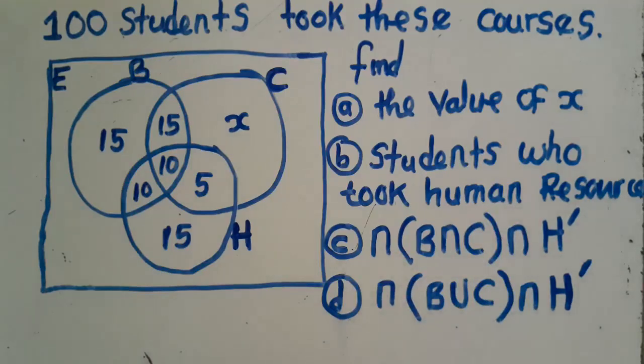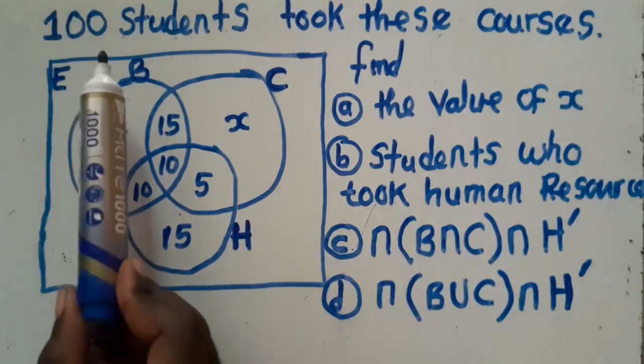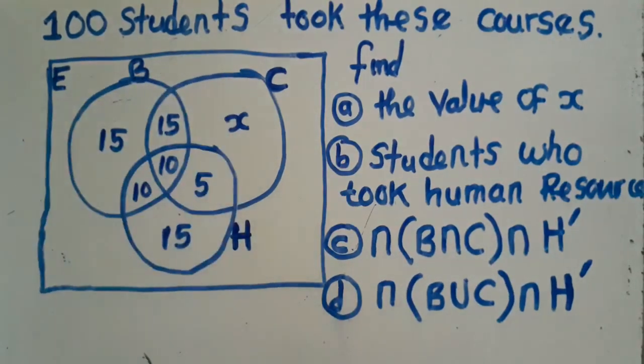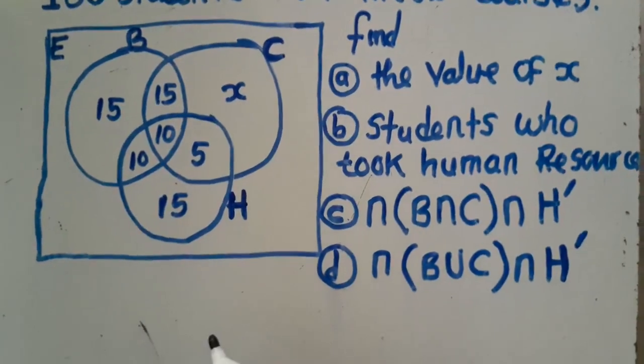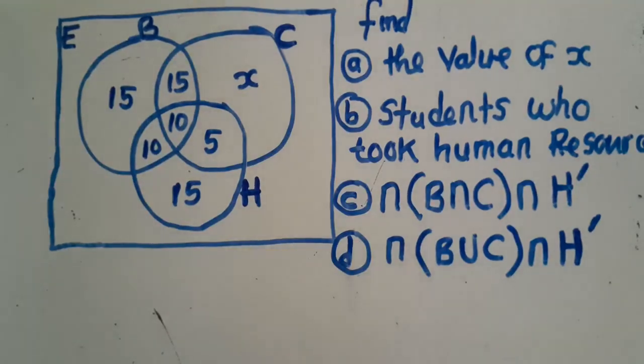I believe with this question, we don't have any problem with students. Everyone gets to answer this question, unless a few. So what are you supposed to do? You need to add everything there and equate to what? Equate to 100 which you are given. So we add everything and equate to 100. I'm going to add everything. So this is paper 2. You are allowed to use a calculator.